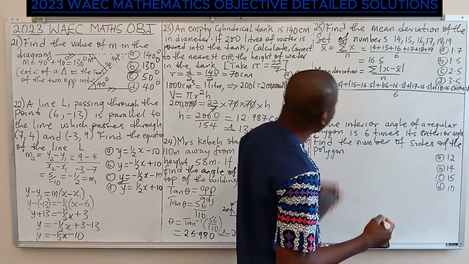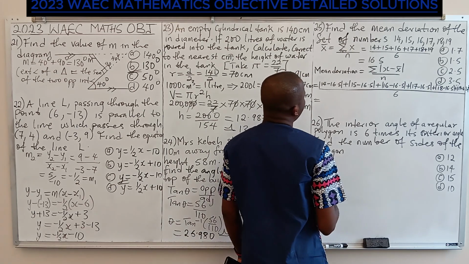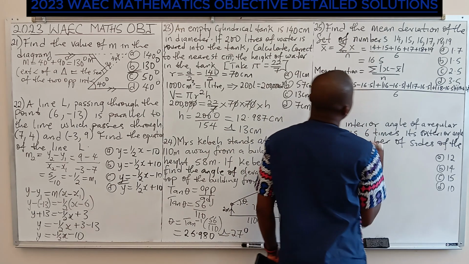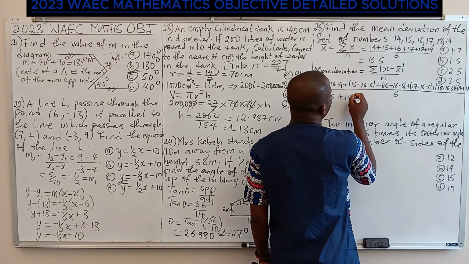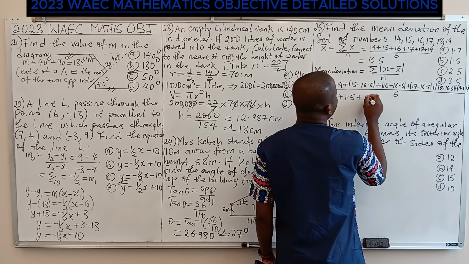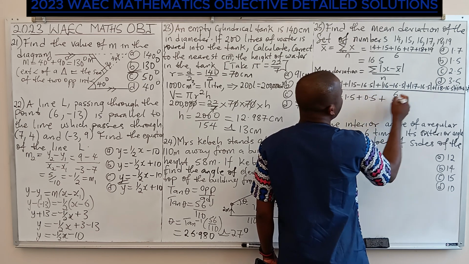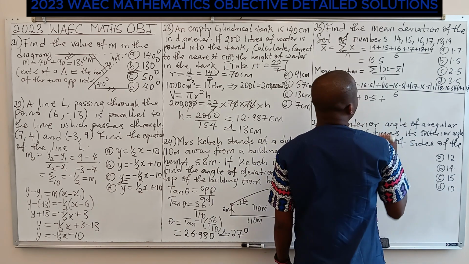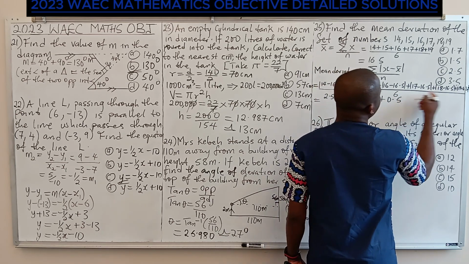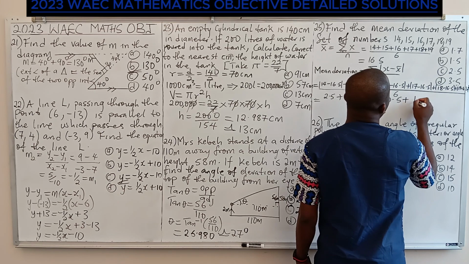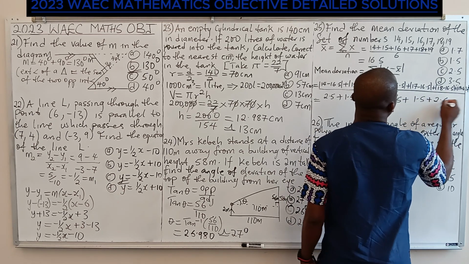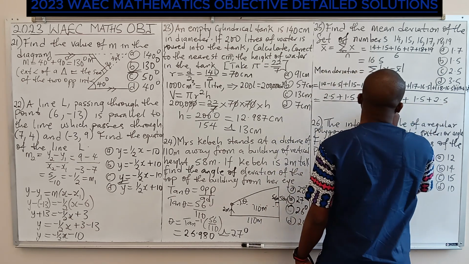14 minus 16.5 in absolute value will be 2.5. 15 minus 16.5 will be 1.5. 16 minus 16.5 will be 0.5. 17 minus 16.5 will be 0.5. 18 minus 16.5 will be 1.5. And 19 minus 16.5 will be 2.5, over 6.